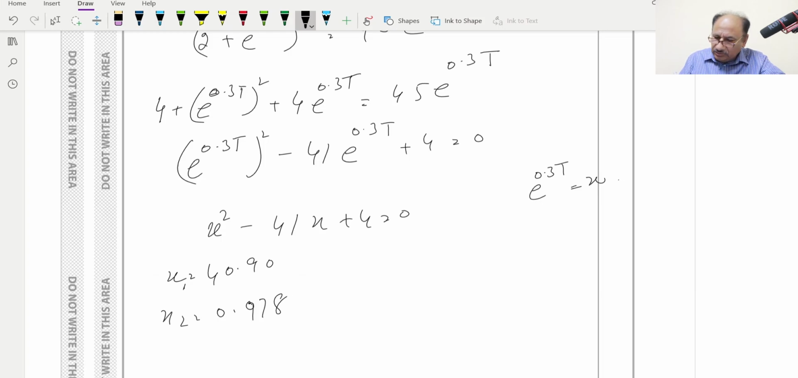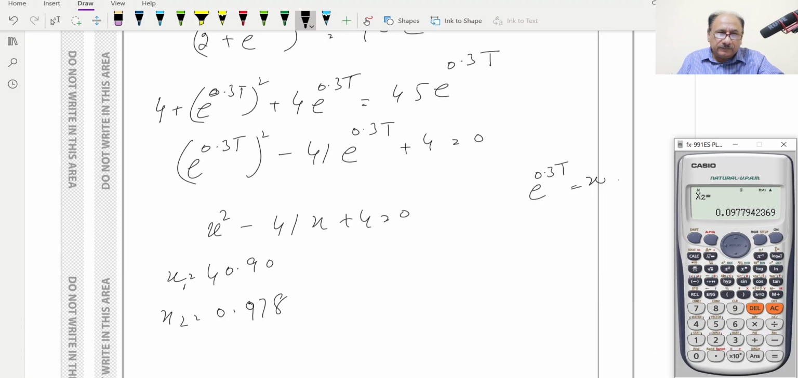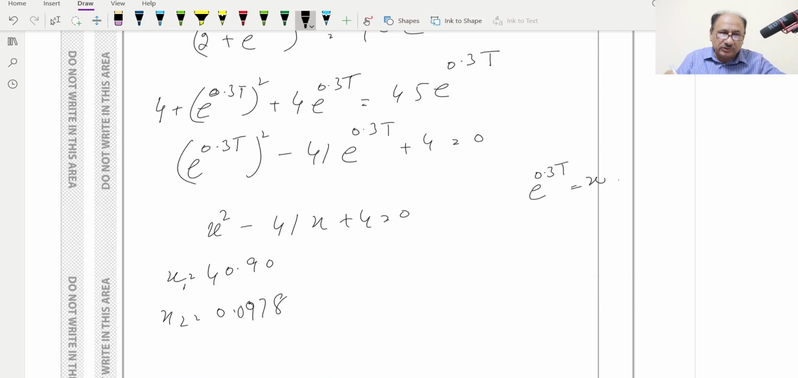I'll re-enter the values: 1, then minus 41 and 4, and this is giving us the first value, which is 40.90, correct, and the second value is this one, which is 0.097.